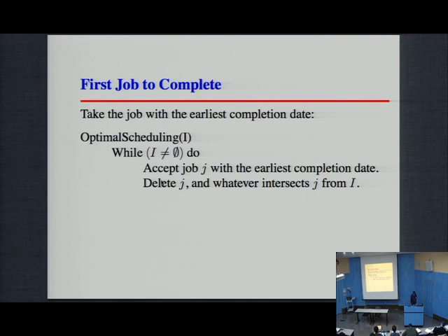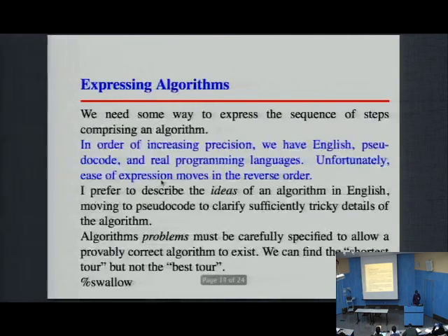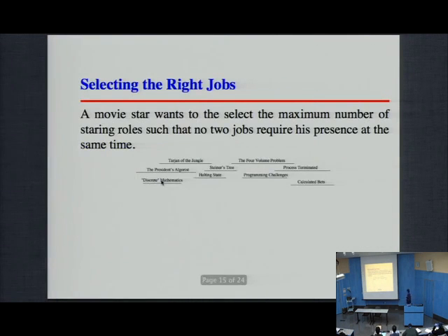So let's go back to this example over here, the original input. Which was the movie that ended first, going from left to right? Discrete mathematics, right? Suppose we pick discrete mathematics as our first job. Is it possible we have done something wrong here? Now we need a proof, right?